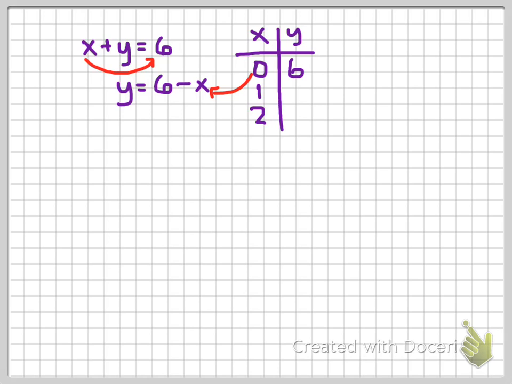Okay, then we're going to plug in the 1 for the x, and we get 6 minus 1, which is 5. And then we're going to plug in the 2 for the x, and that's 6 minus 2, which is 4.